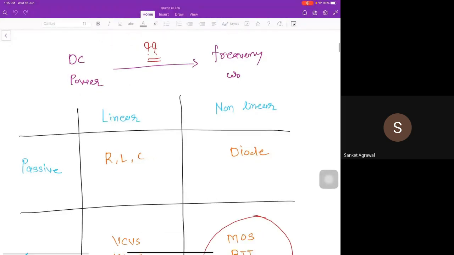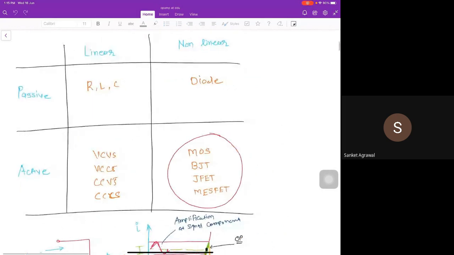So let's see the different devices we have: linear, non-linear, passive, active devices. I have made up one table here. We can see that the non-linear active devices are BJT, JFET, MOSFET, and so on. I am saying these are non-linear and active devices, and they work for amplification. How? There will be a doubt, right? How can we use it?